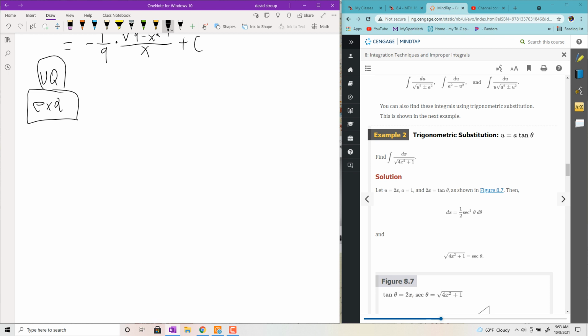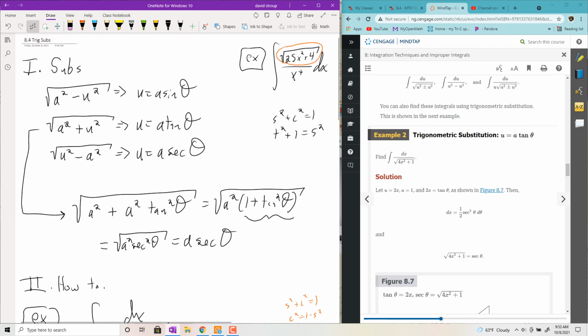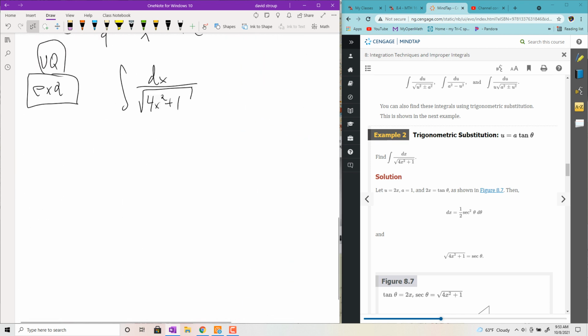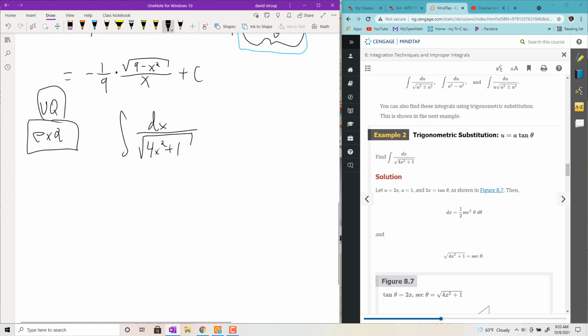So we have the integral of dx all over the square root of 4x squared plus 1. Okay, so this time the form is a tangent form. You look back up here, the second form is tangent. Our u is going to be 2x, right? So we'll have u equals, so 2x equals, and then we want a tan theta. The a value this time is just 1, so 1 times tan theta, okay?